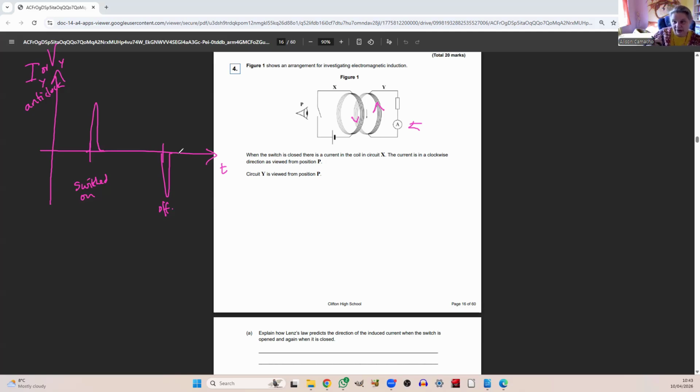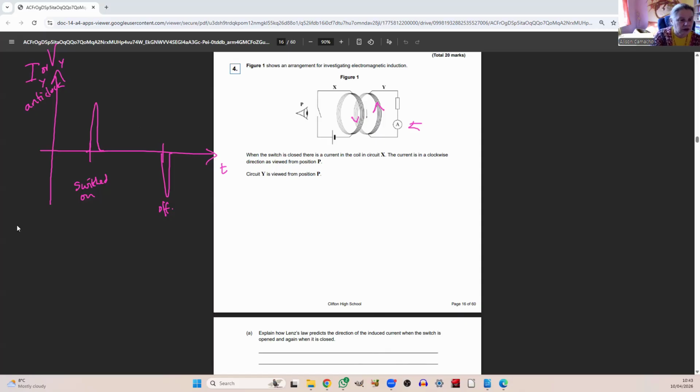So what you've got to say then is what happens when you switch it off. So we did when we switched it on, and then you've got to say the opposite happens when you switch it off. The current induced in Y is going to try to stop the North Pole from disappearing, so it will become a South Pole, so you get a current in the other direction, or something like that. The exact words are not crucial. Some of the keywords you must use correctly, but the exact words are not crucial. So there will be multiple ways you could say this in the mark scheme.